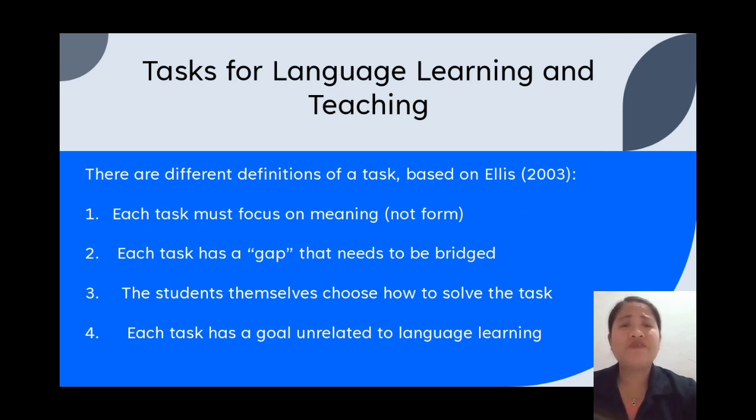There are different definitions of a task. Based on Ellis in 2003, according to him, each task must focus on meaning, not form. Each task has a gap that needs to be bridged. The students themselves choose how to solve the task, and each task has a goal related to language learning.